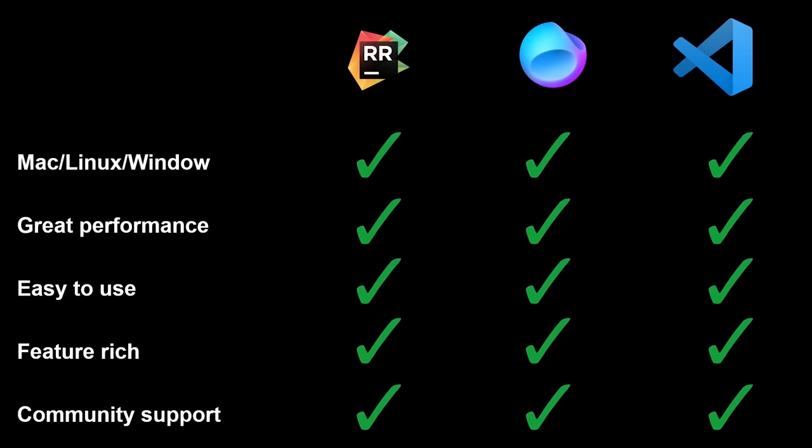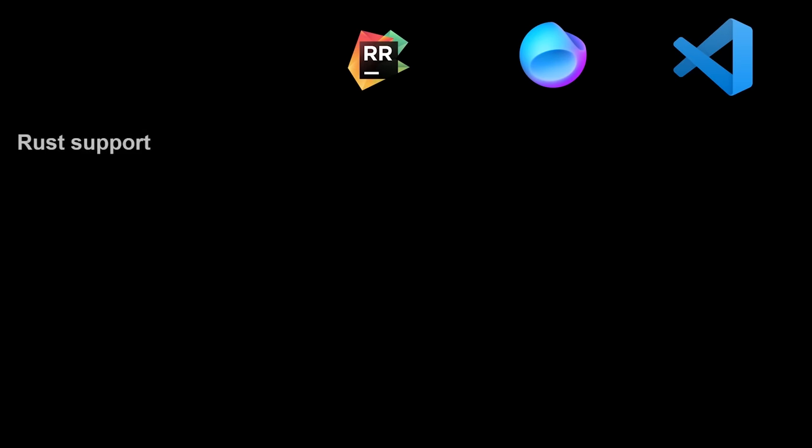Having said that, there are some major differences, especially in the context of Rust. When it comes to Rust support, RustRover is the clear winner. It has plenty of great Rust-specific features that all work nicely together. Fleet has limited Rust support, using Rust Analyzer to give you a basic language server, and Visual Studio Code has great Rust support, with the caveat that you have to install a few extensions.